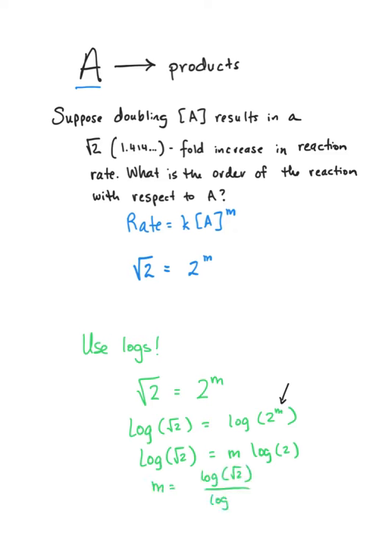What does this give me if I punch it into a calculator, whether I punch in log base 10 of square root of 2 over log base 10 of 2, or the natural log of the square root of 2 over the natural log of 2? In any case, I get this result, that m is 1/2. And this is a technique that we could use to solve for any order of reaction with respect to any reactant.